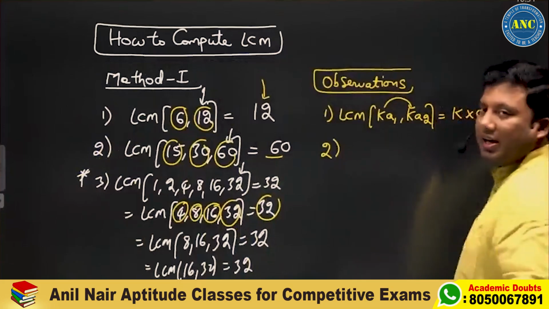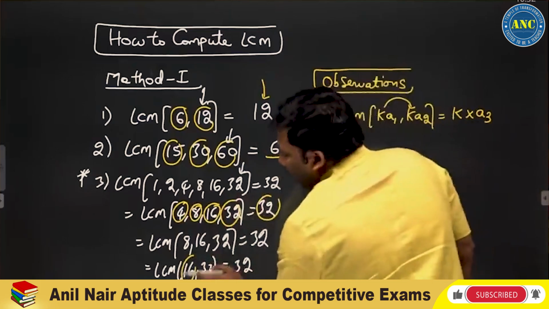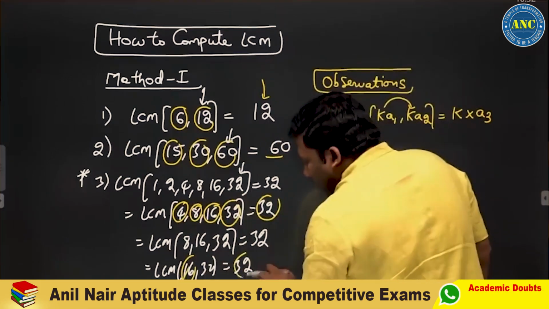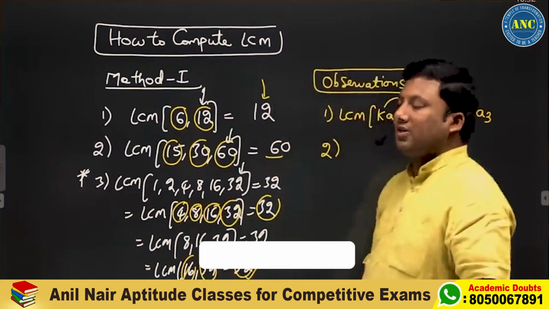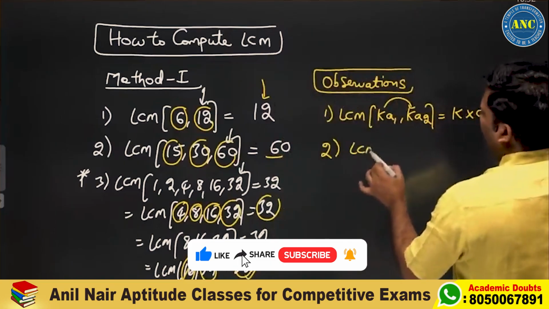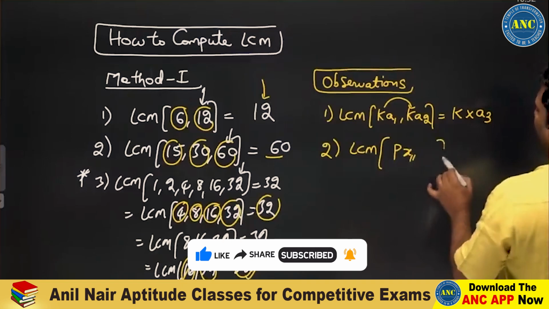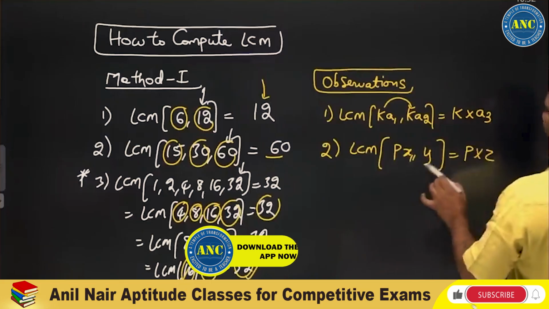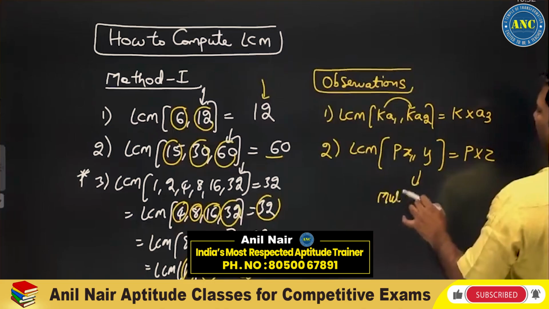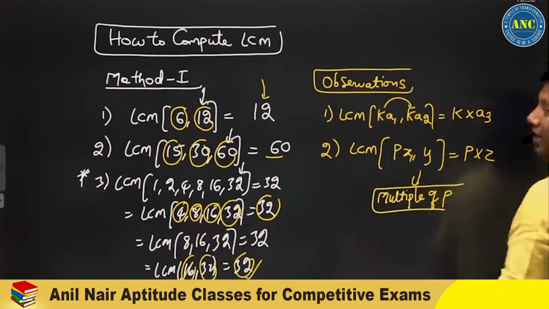Second key point. Listen carefully. There are 2 numbers as input. One number is a multiple of 16, and the answer is a multiple of 16. So the other input should also be a multiple of 16. That means LCM of (Px1, y) equals Pz. Y should be a multiple of P. Reverse is also true.